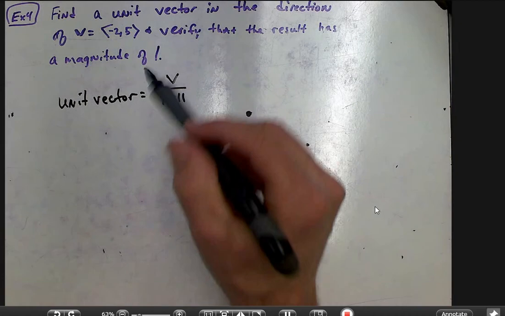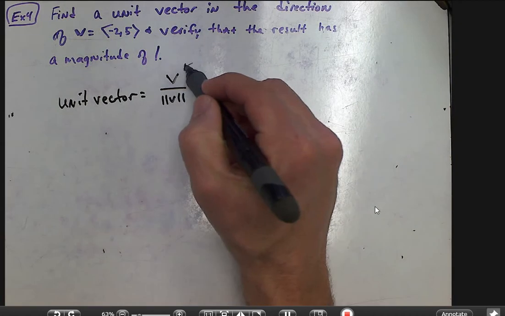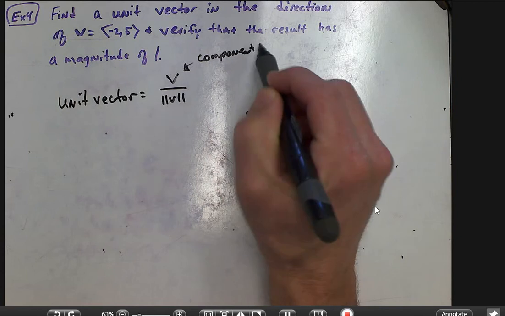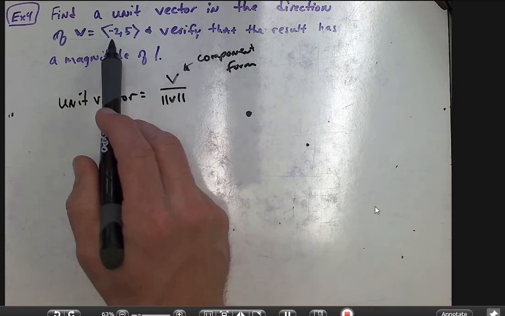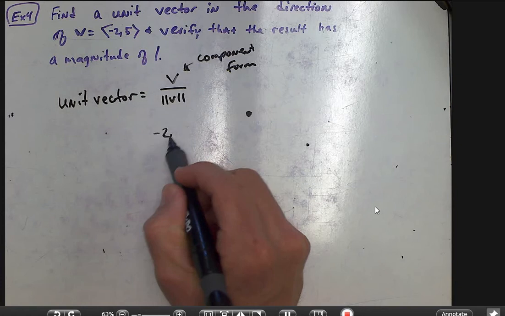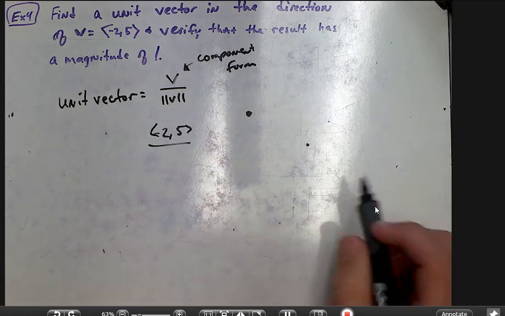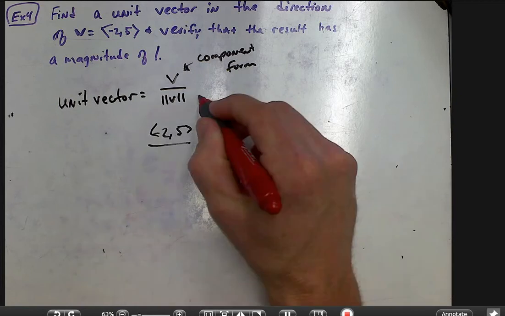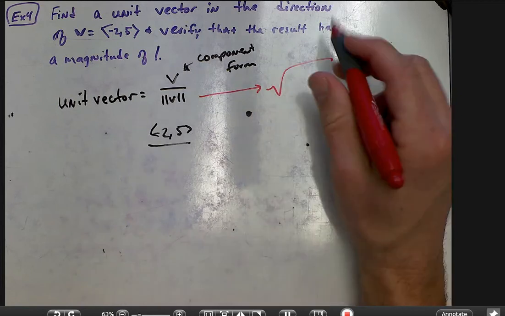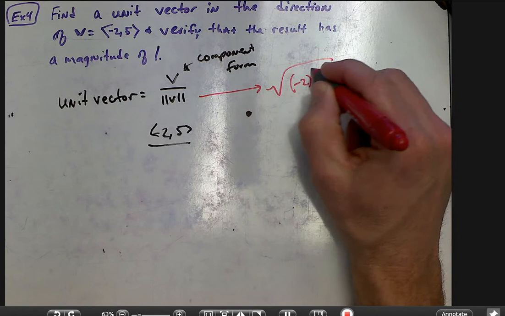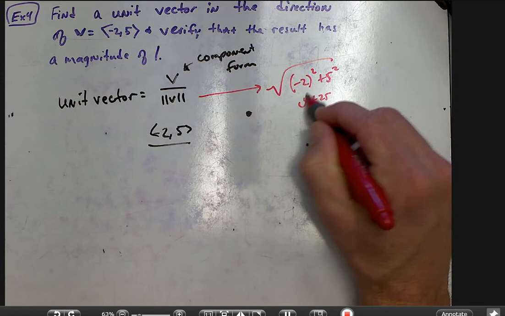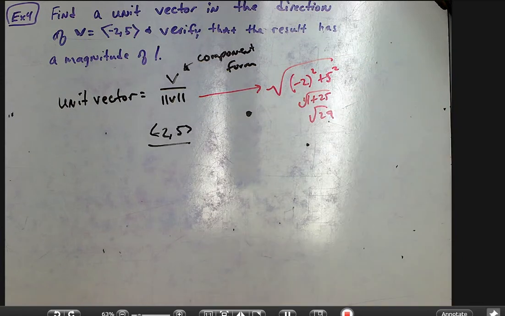And note this v right here is in component form. So we already have it in component form. So it's going to be negative 2 comma 5 over. Now to find the magnitude of v, it's going to be the square root of negative 2 squared plus 5 squared. So 4 plus 25, or the square root of 29. And so we're going to put square root of 29 here on the bottom.